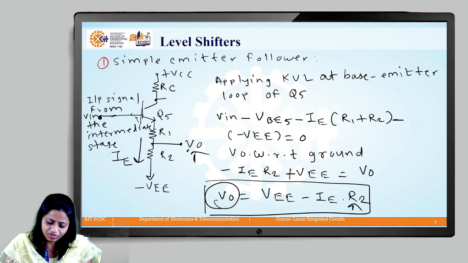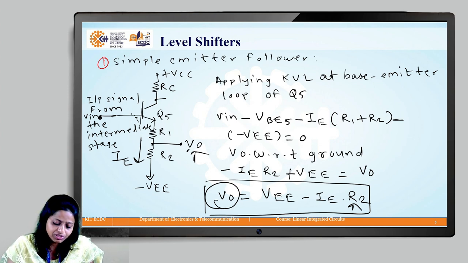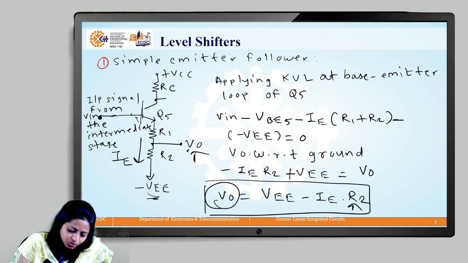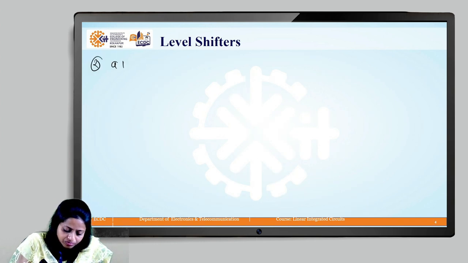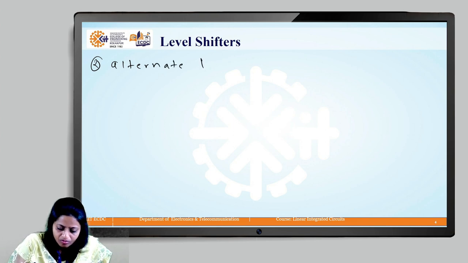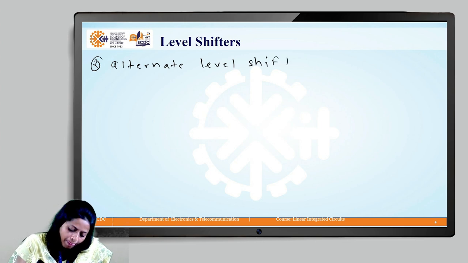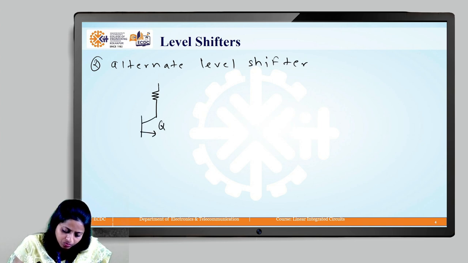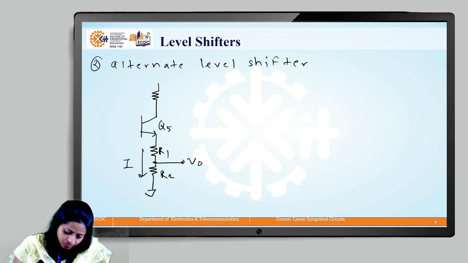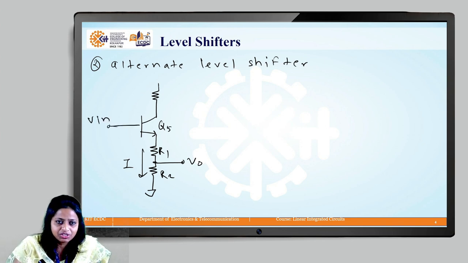Now one more circuit that we can have, we will slightly modify this circuit where this R2 has been connected to minus VEE. Now we will directly connect it to the ground. So the alternate level shifter. Again here the input will be from the intermediate stage, always remember.